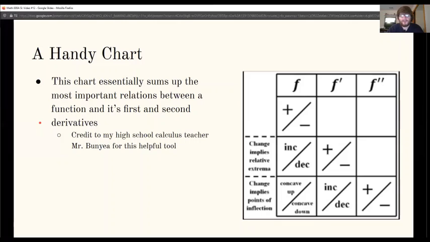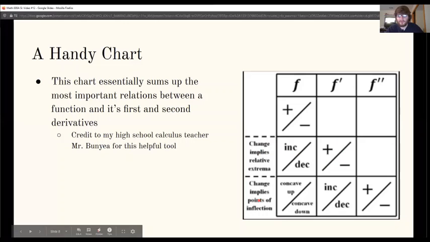So this is a chart that my high school calculus teacher, Mr. Bonnier, provided for us. I think it's pretty helpful to sum up everything we've been talking about, the relationship between a function f, f prime, and f double prime. It shows that if f prime is positive, then we know we're increasing in f, or if it's negative, we know we're decreasing. And the change from one to the other implies relative extrema.